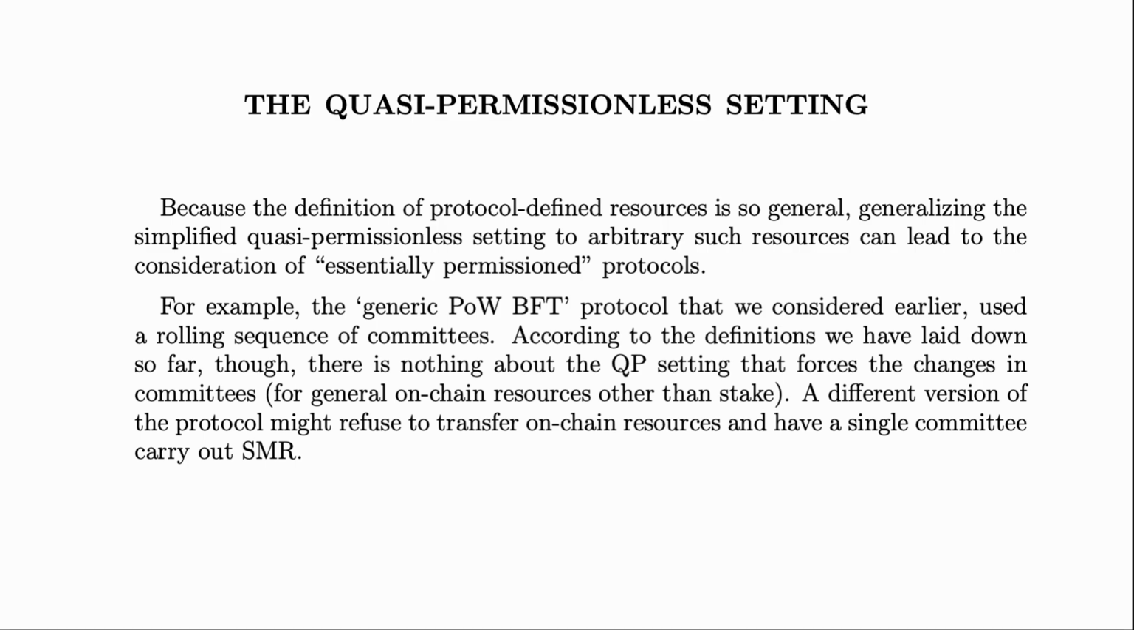According to the definitions we've laid down so far, though, there's nothing about the quasi-permissionless setting that forces the change in committees for general on-chain resources other than stake. For stake, it's not true, because liveness forces us to finalize transactions issued by the environment that transfer stake. So stake will necessarily be transferable. But if we're talking about general on-chain resources, that's not yet the case. A different version of this generic proof-of-work BFT style protocol might refuse to transfer on-chain resources and just have a single committee carry out state machine replication. There's nothing stopping it doing that according to the definitions we've laid down so far.